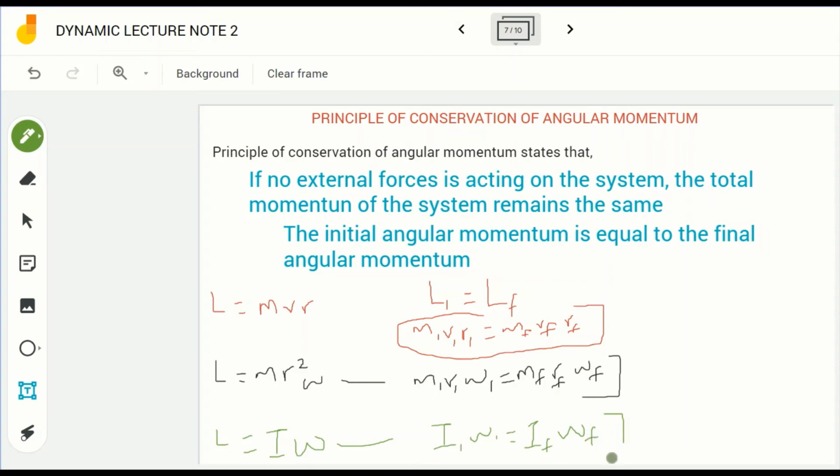So guys, these are the different equations we can use to solve for the principle of angular momentum, which states that the initial angular momentum is equal to the final angular momentum. Please remember that m is the mass, v is the velocity, r is the perpendicular distance from the axis of rotation, omega is the angular velocity, and I is the inertia. Please don't forget that our r is squared.